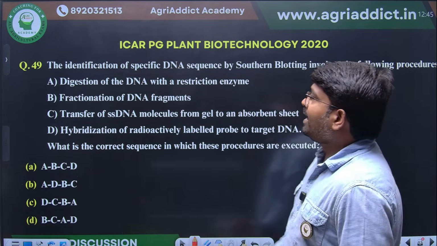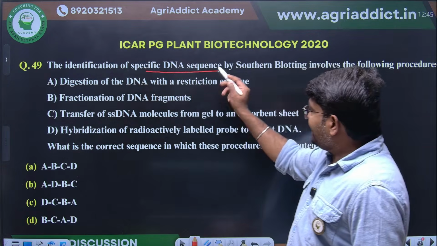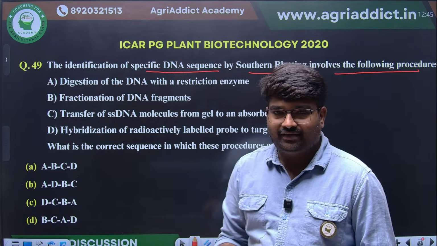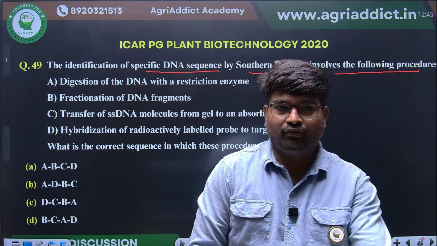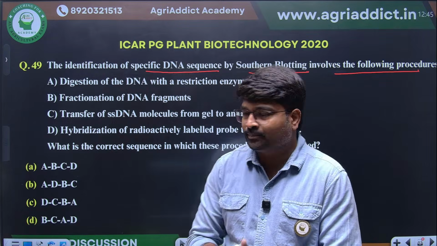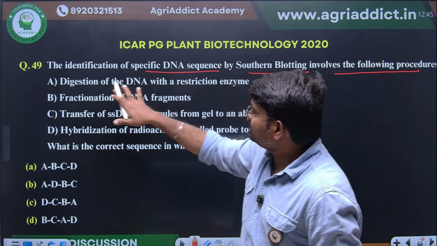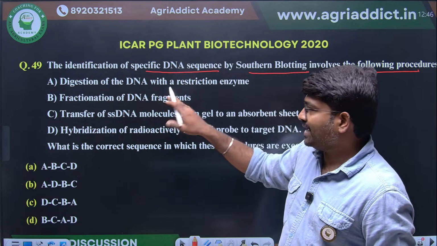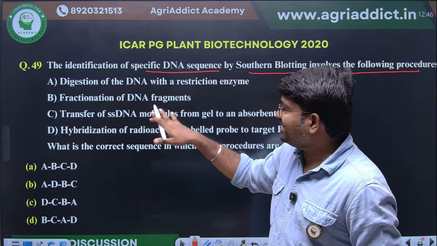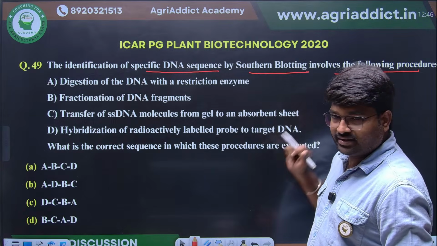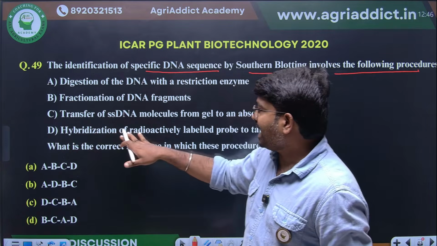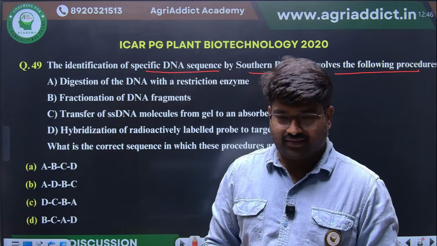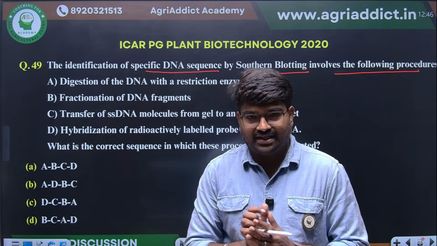Identify the specific DNA sequence by Southern blotting involving the following procedure. They have given different steps for Southern blotting. Four different steps they have given, and we have to arrange them. What are the steps? Digestion of the DNA with the restriction enzyme, fractionation of DNA fragments, transfer of single-stranded DNA molecule from gel to an absorbent sheet, and the fourth statement is hybridization of radioactively labeled probe to target DNA. What will be the correct sequence?